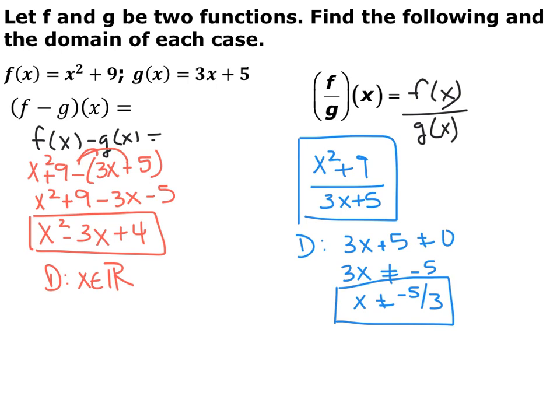So on this one, f divided by g of x is the same thing as f of x divided by g of x. So I have x squared plus 9 over 3x plus 5. There's nothing you can simplify, so that's just your answer there. And then the domain, this is a rational function, so the denominator cannot equal 0. So I set the denominator not equal to 0 and solve for x, and got that x cannot equal negative 5 over 3. So this section has been a review of functions.